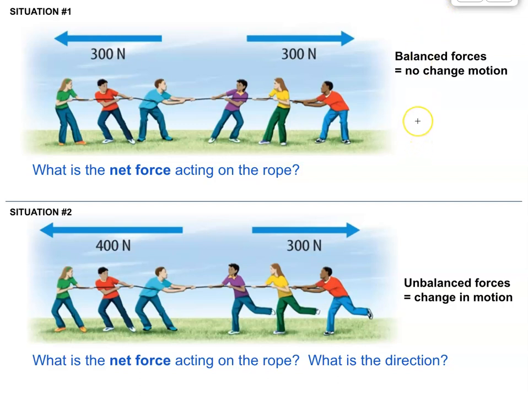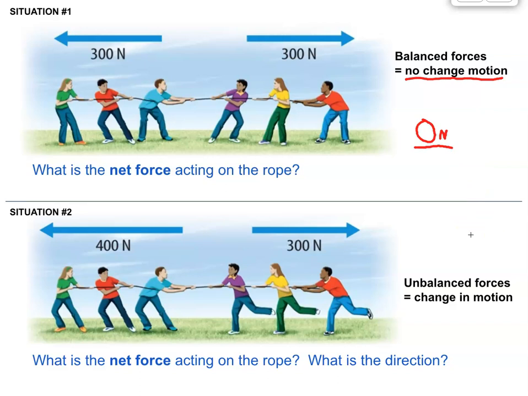In our first scenario, we have 300 newtons of force going towards the left and 300 newtons of force going towards the right. And so they're going to cancel each other out with no remainder, right? So we would have a net force of 0 newtons. And because we have balanced forces, they're equal in size and opposite in direction, there is 0 net force, so we will have no change in motion.